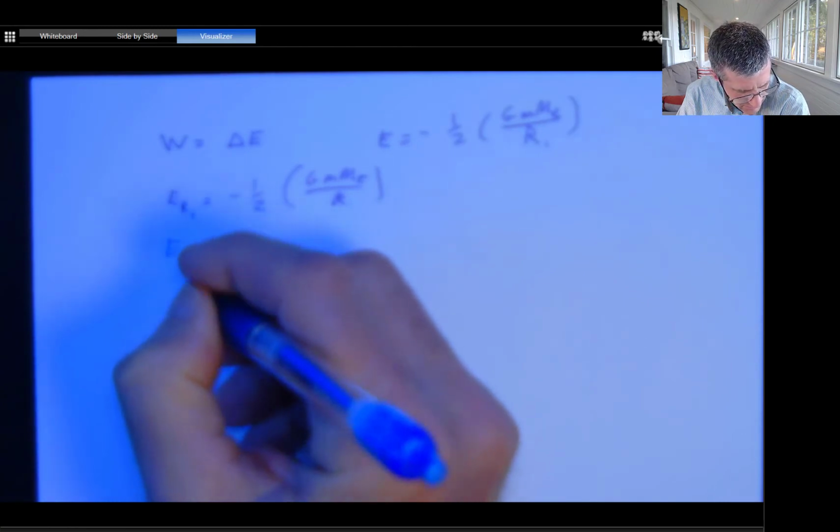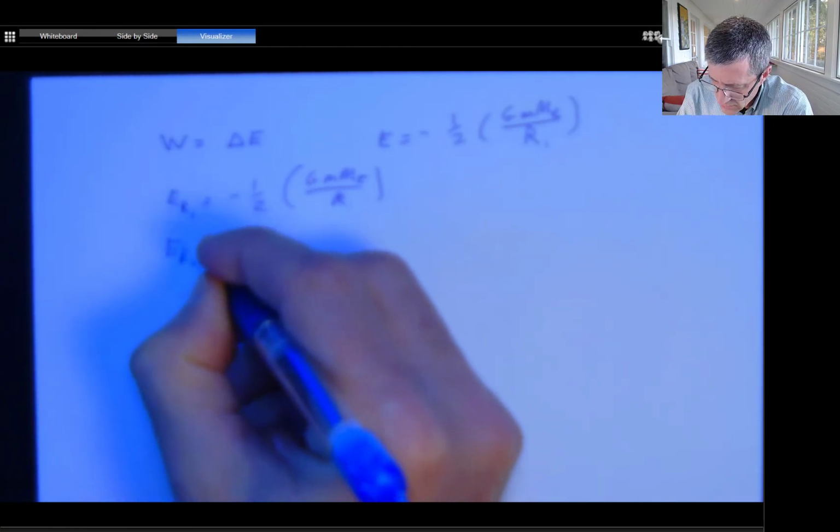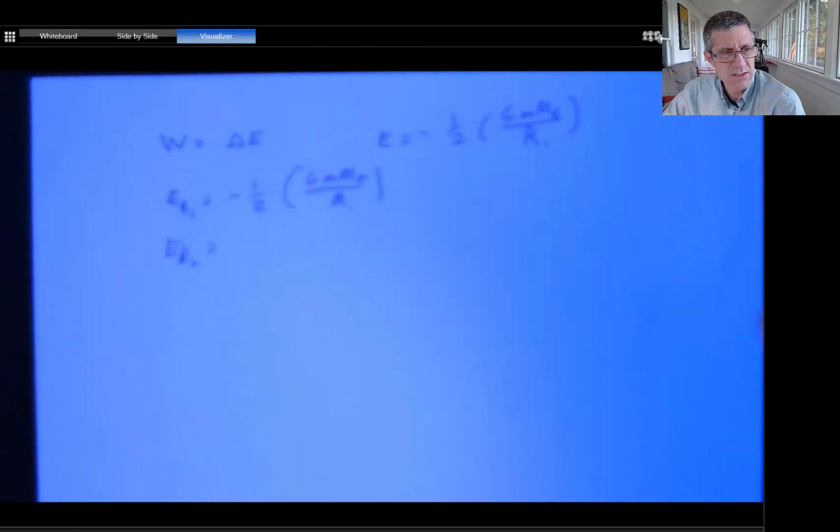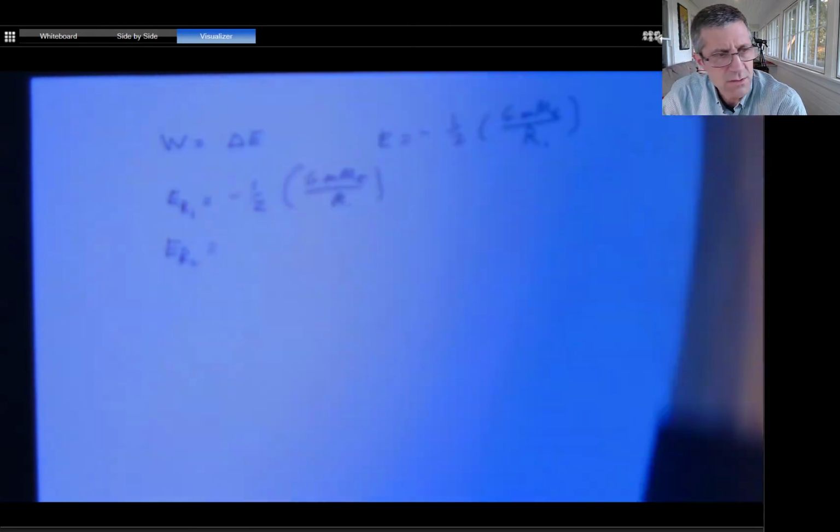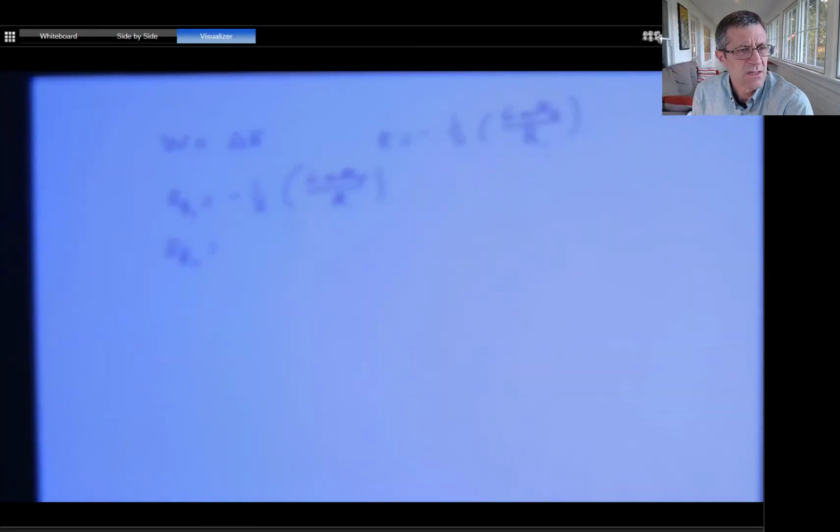Energy at my second point, R2. They tell me I'm at twice the distance.